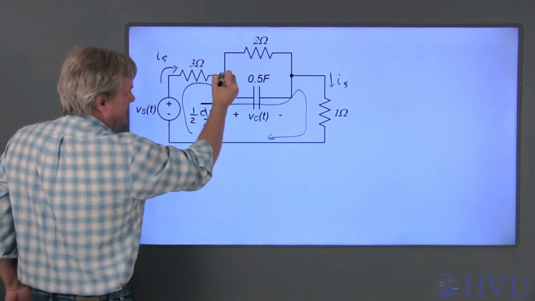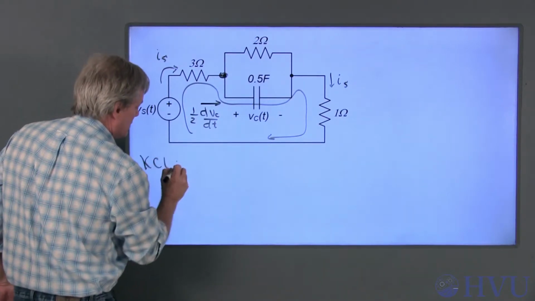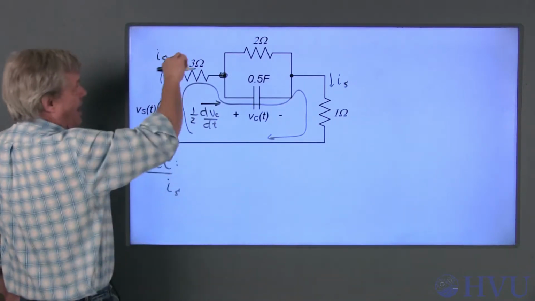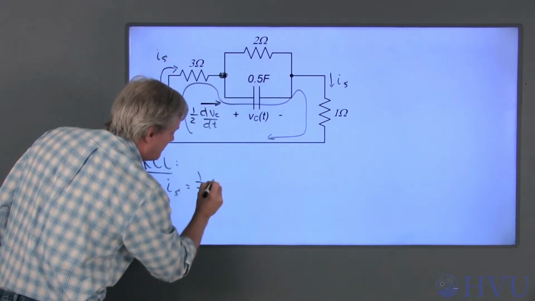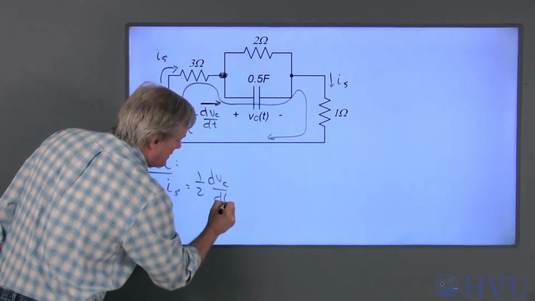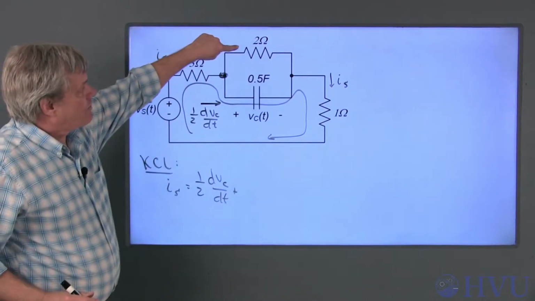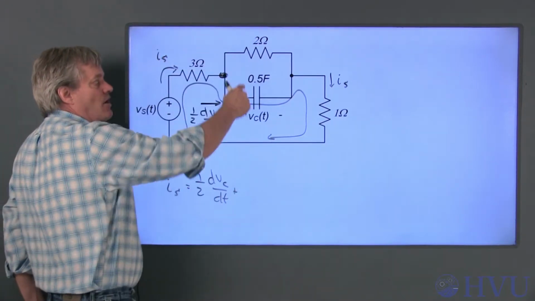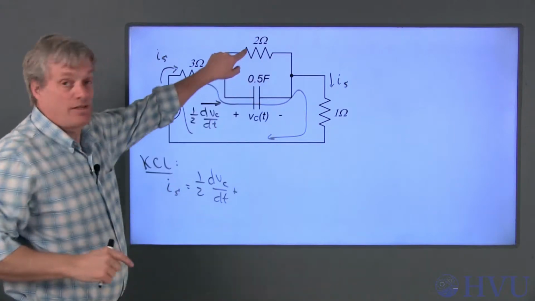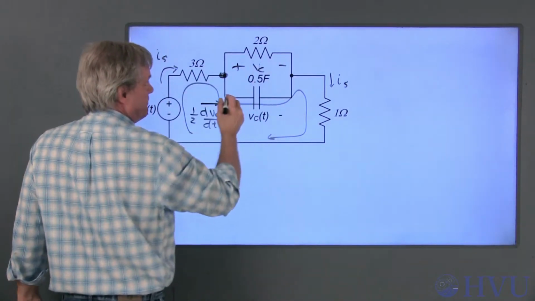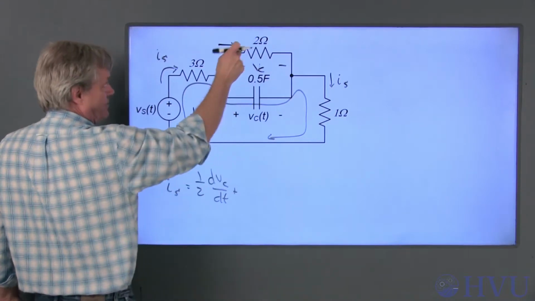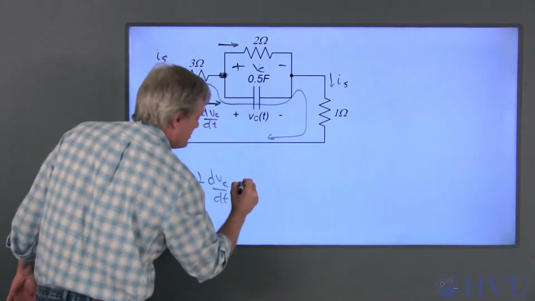So from KCL at here, IS is equal to this current through the capacitor, which is 1/2 dVc/dt, plus the current through the resistor. Since these two are in parallel, a loop around there says that they share the same voltage difference. So this voltage is also Vc of t, and this current is Vc over 2.